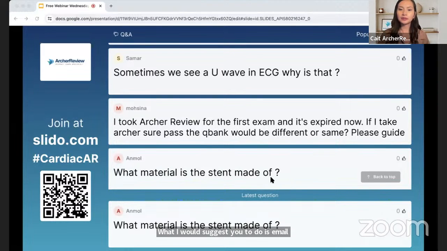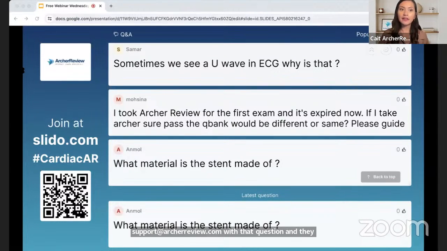What material is the stent made of? It's made of metal. It's just a little mesh, little metal mesh. And so that is kind of how that stent is formed.